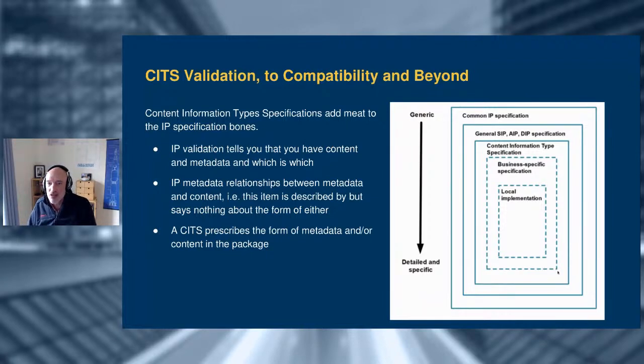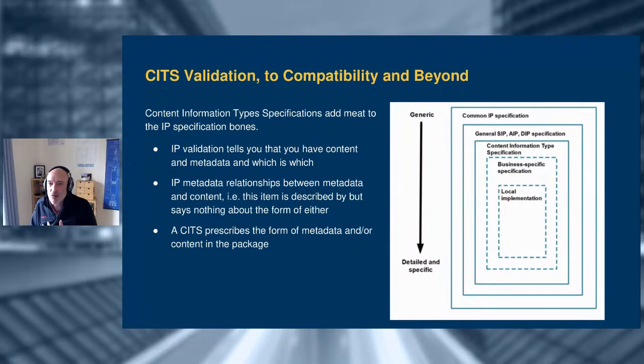And here you can see the way that the specification is drilled down from the general to the specific. So we start with the common IP specification, add the layer of the specific information package specifications that share the common specification, and they are your minimal IP specifications. You could use one of the SIP or DIP specifications or the upcoming AIP specification and be compatible with eARK and provide a layer of compatibility with other repository systems that implement or honor the eARK specifications.